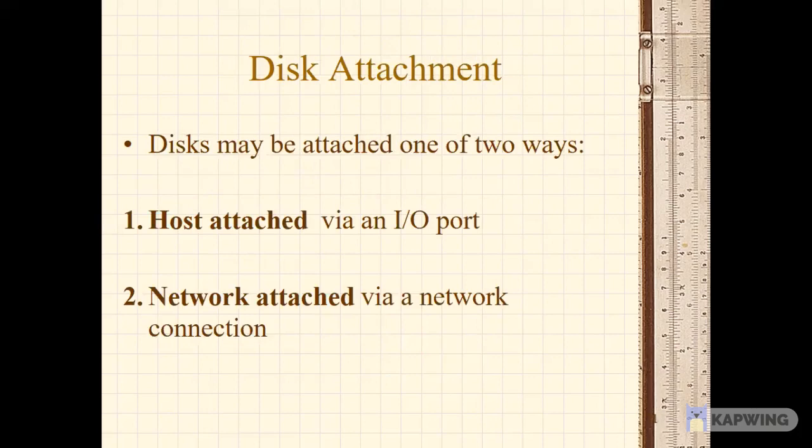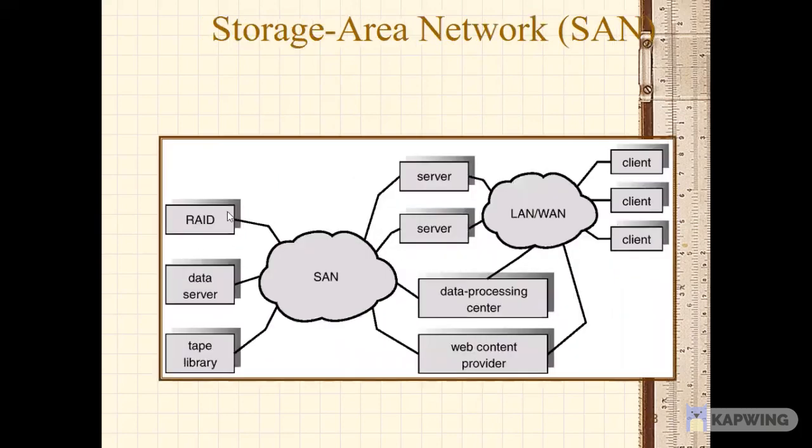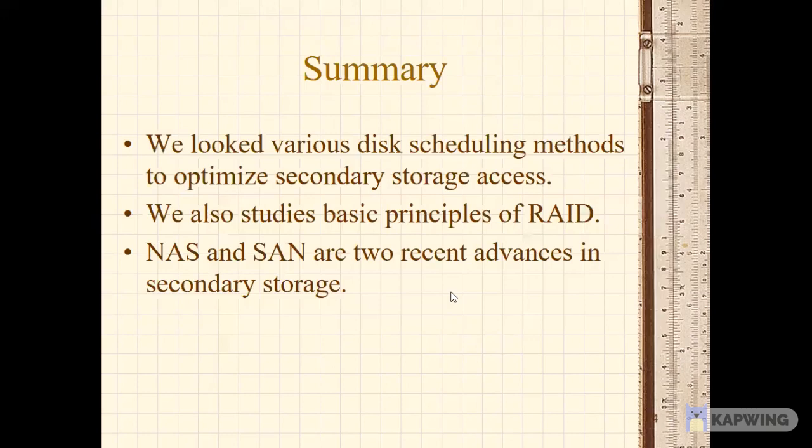Then disk attachment. Disk may be attached one of two ways. First one is host attached via an IO port, and second one is network attached via a network connection. So network attached storage using NAS. So this is a network attached storage. Then we are connecting the LAN, WAN, and this will be a client. So this is nothing but a network attached storage. So that is a RAID level, then data server and tape library. So this is your LAN, data processing center, web content server provider, and you are using the SAN, storage area network, here for connection of RAID and server.